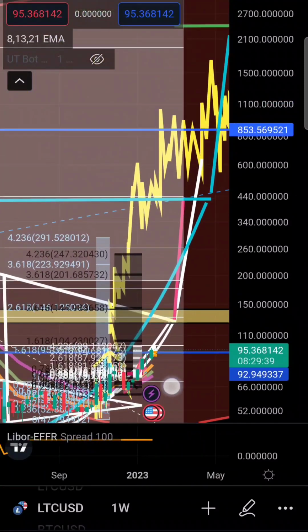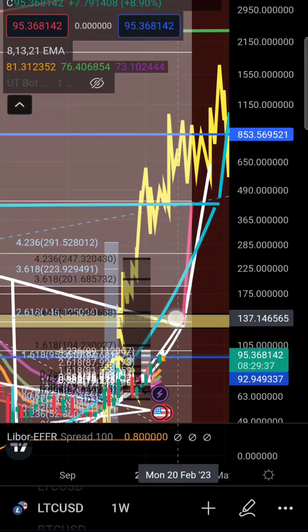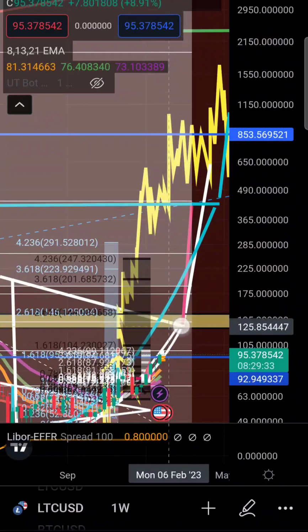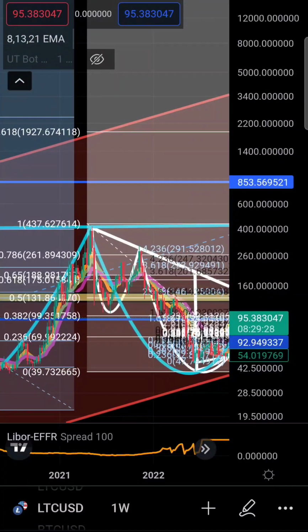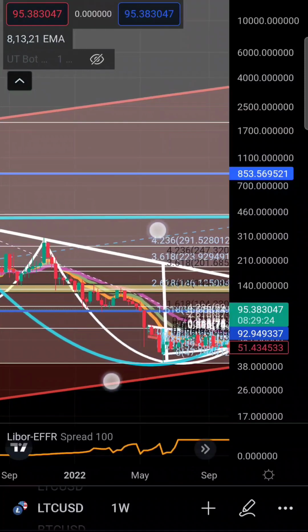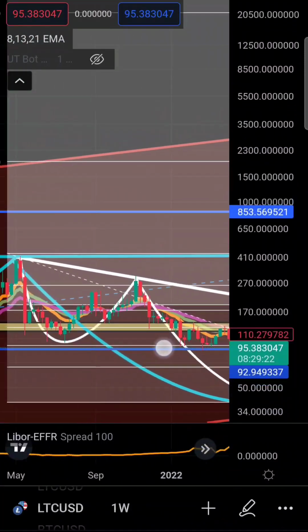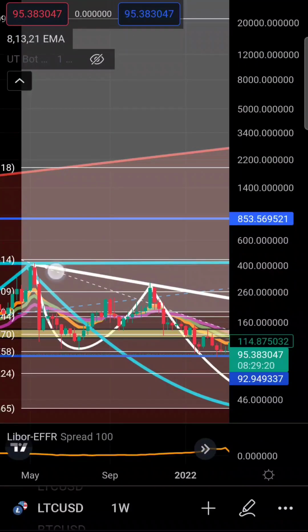And let's see, right around 137, the 0.618 fib, we should be looking out for a technical breakout. So as you see right here, we have this down trend in the white.